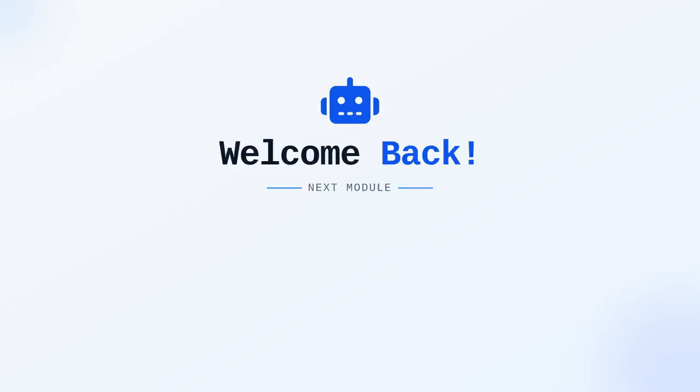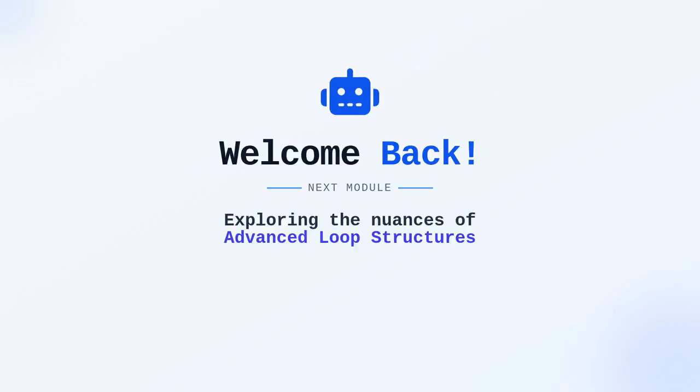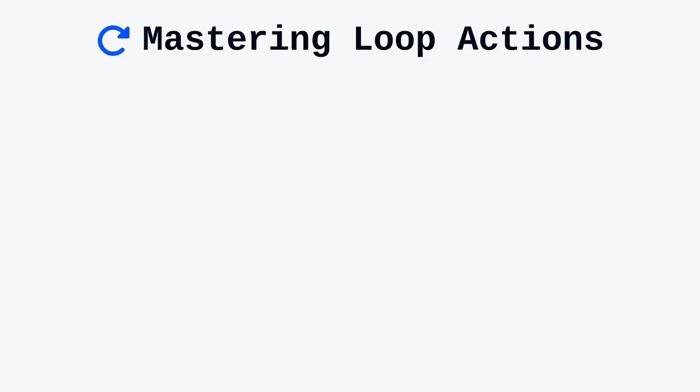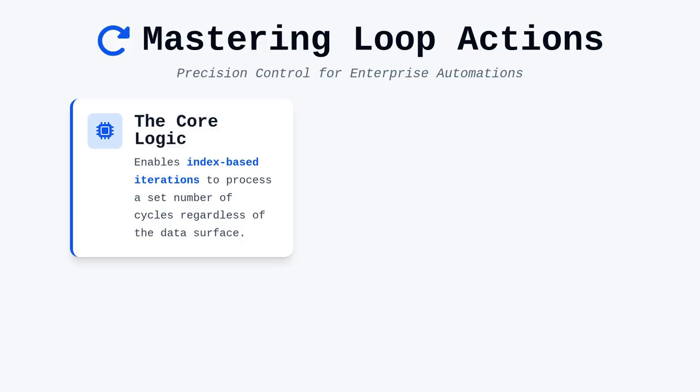Welcome back. In this lecture, we will explore the nuances of advanced loop structures to control the execution flow of your robotic processes effectively. When building enterprise-grade automations, we rarely deal with linear, straightforward paths. Most business requirements involve repetitive tasks that demand precise control over how and when code blocks execute.